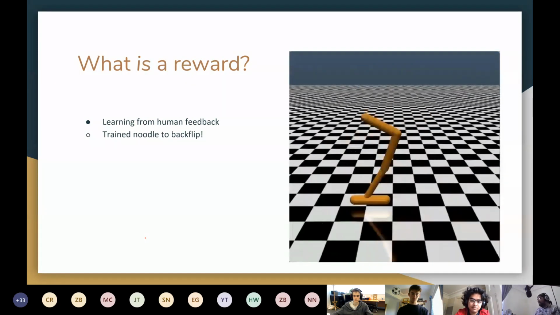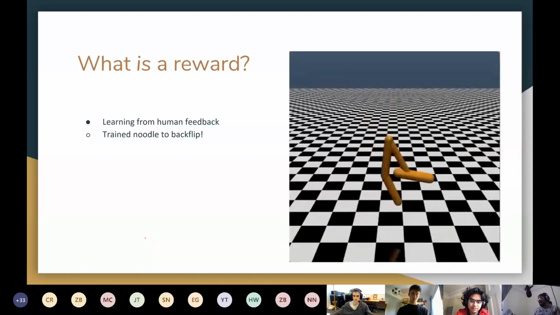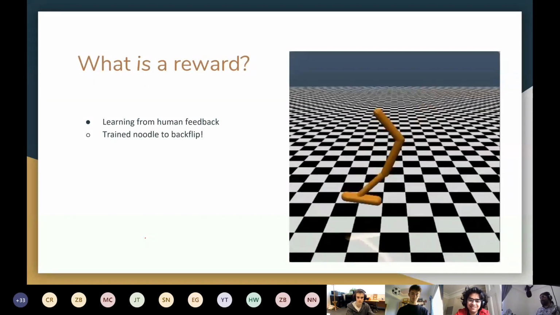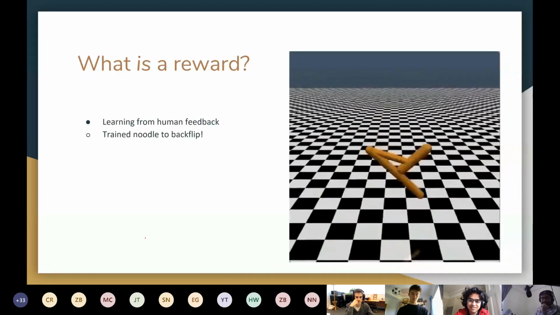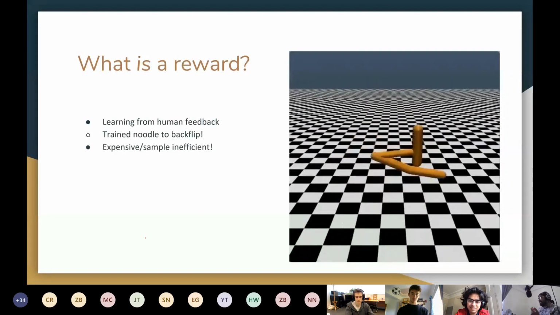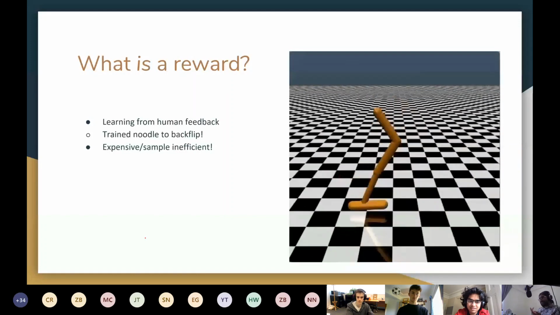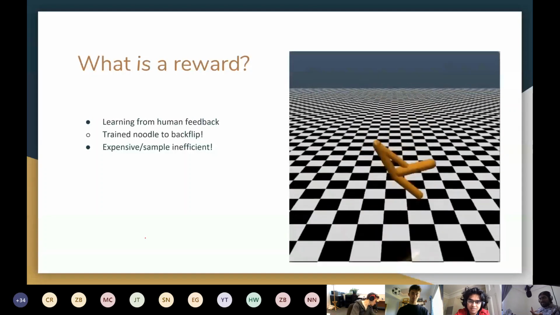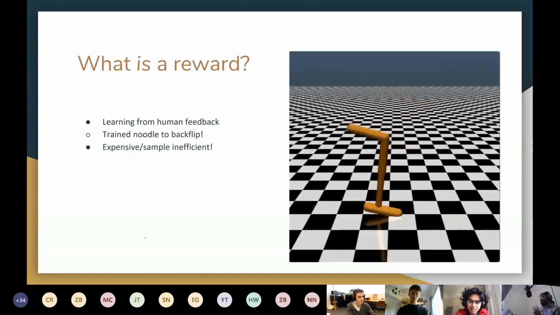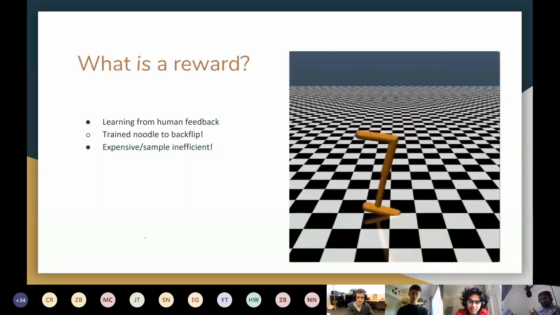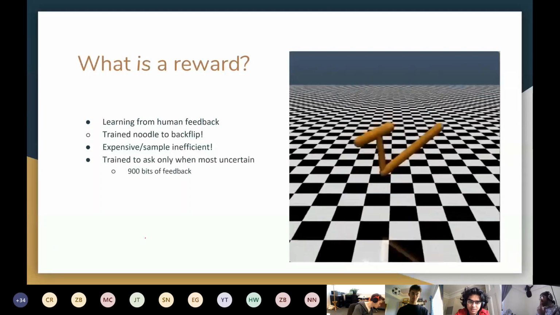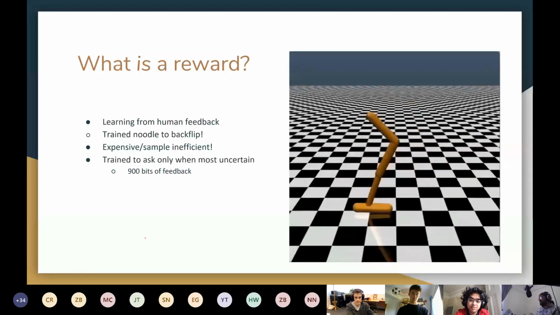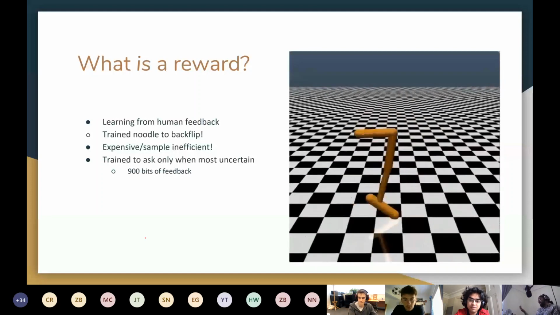Here is a noodle that some people at OpenAI trained to backflip by having it show people a video of itself and say which of these is closer to a real backflip. I think this is a really interesting piece of research because asking humans to evaluate things is really expensive and really data inefficient, and these are both terrible. They managed to train the program to only ask when it was maximally uncertain, and it only asked the human 900 times, by just finding the videos that were most confusing to it. And I think this is a pretty good backflip.